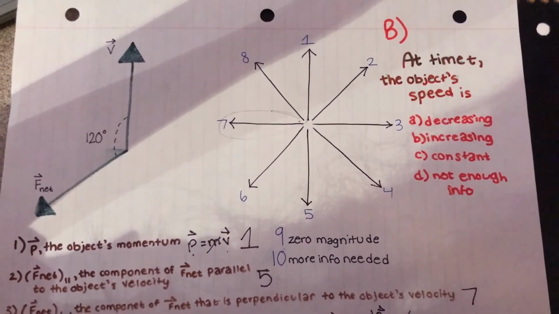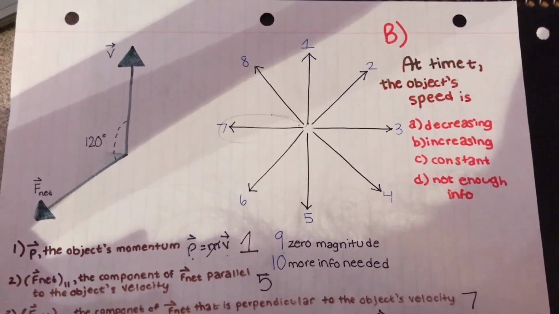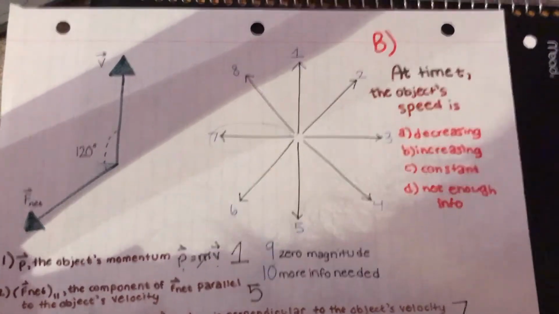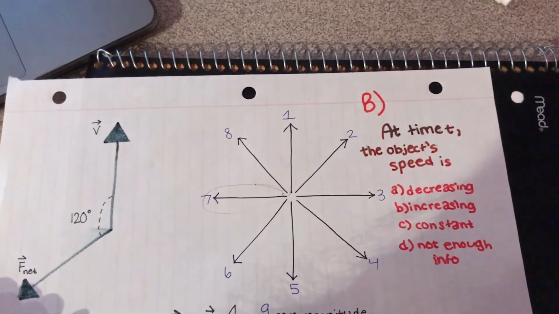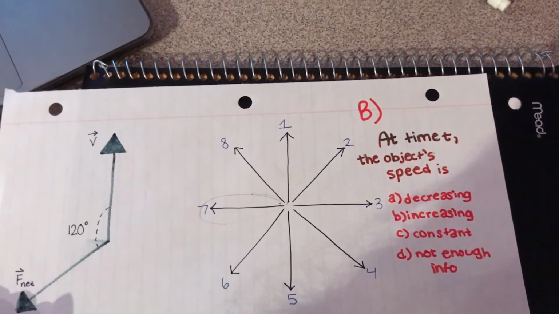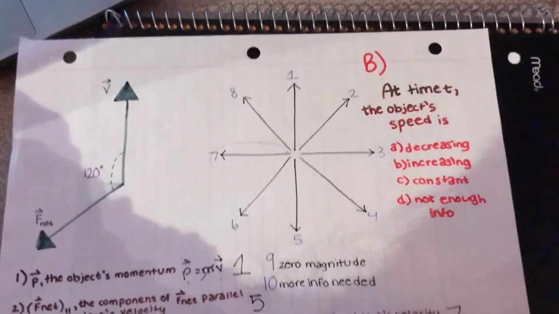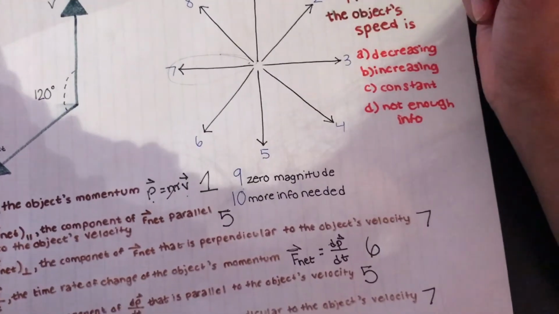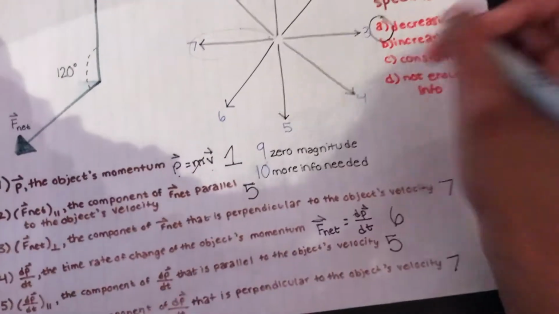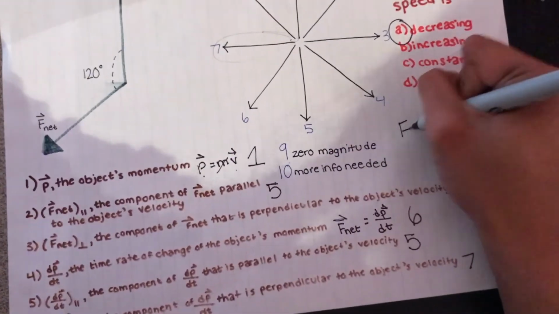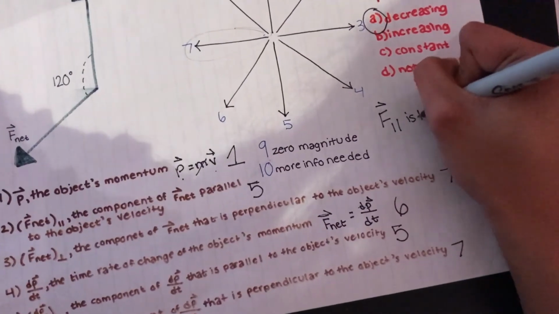Alright, so question 1, part B, was asking: at time t, the object's speed is A, decreasing, B, increasing, C, constant, or D, there wasn't enough information given to determine. In this case, we know that the FNet parallel is the opposite direction of velocity. So the object would have to be slowing down, which means at time t, the object's speed is decreasing.